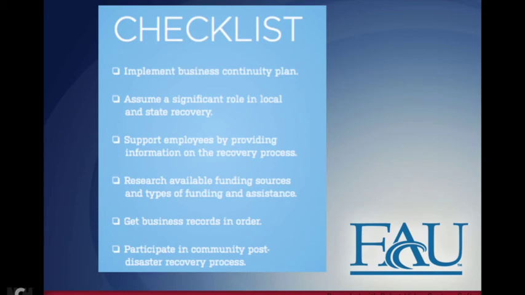And then this checklist here is important. This document has lots of really useful tools like checklists and just useful information. This checklist looks at implementing a business continuity plan, assuming a significant role in local and state recovery, supporting employees by providing information on the recovery process, researching available funding sources and types of funding and assistance, getting business records in order, and participating in the community post-disaster recovery process.